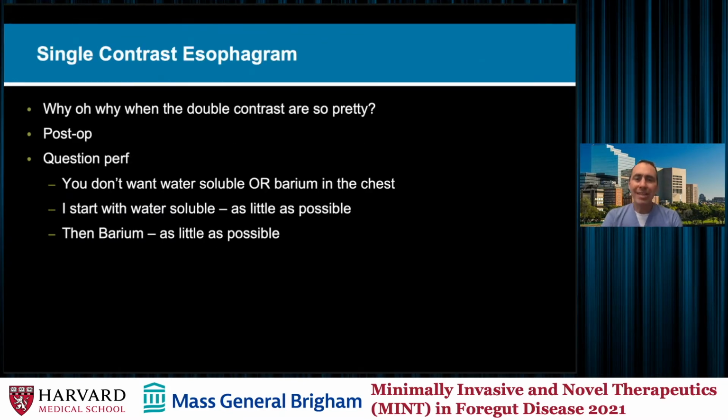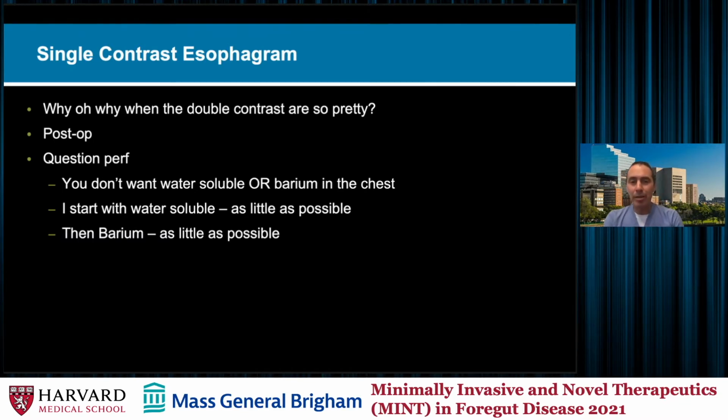All right, so single contrast esophagram. So why, oh why would you do this when the double contrast ones are so pretty, right? I love those pictures. Why would you ever want a single contrast? Well, they're really about perforation studies. These are questions usually post-op. They might be after the big Thanksgiving dinner and the possible blowout and all of those questions about that you're not asking a mucosa question, you're asking a perforation question.